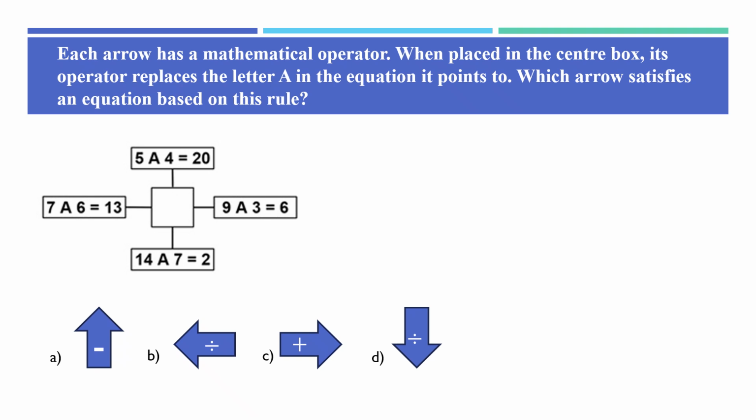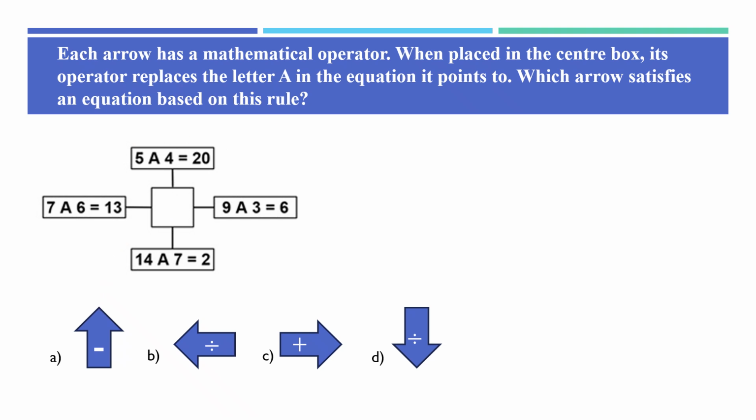Each row has a mathematical operator. When placed in the center box, its operator replaces the letter A in the equation it points to. Oh, great. So if I place this, then A will be replaced with a negative sign. Done. Which arrow satisfies an equation based on this rule? Let's check. If in case I take A here, it's a minus. So 5 minus 4, which is 20.